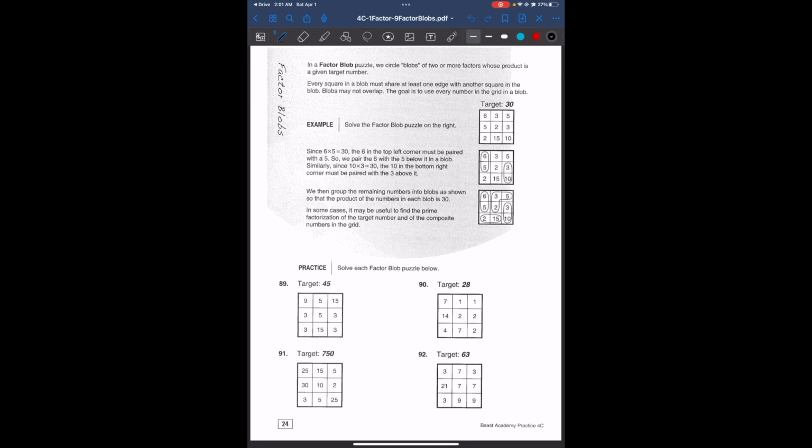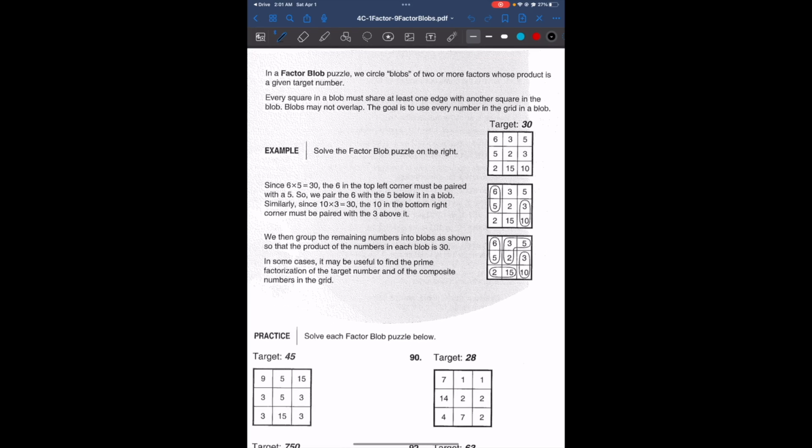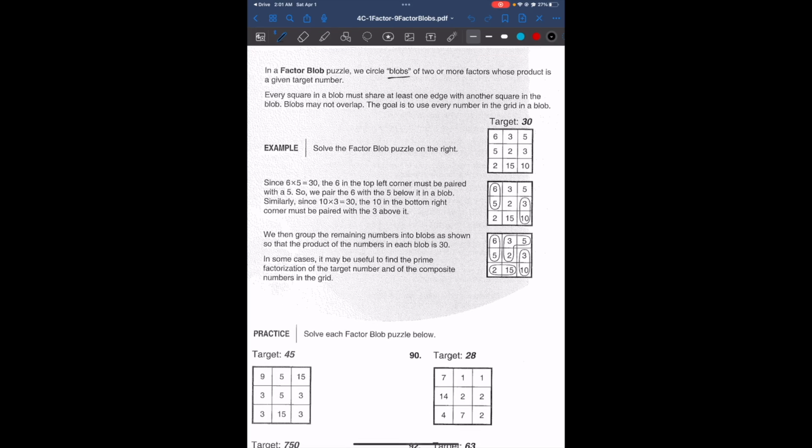We're first going to start by looking at factor blob puzzles. In a factor blob puzzle, we circle blobs of two or more factors whose product is a given target number. The rule is that every square in a blob must share at least one edge with another square in the blob, and blobs cannot overlap. The goal is to use every number in the grid in one blob.